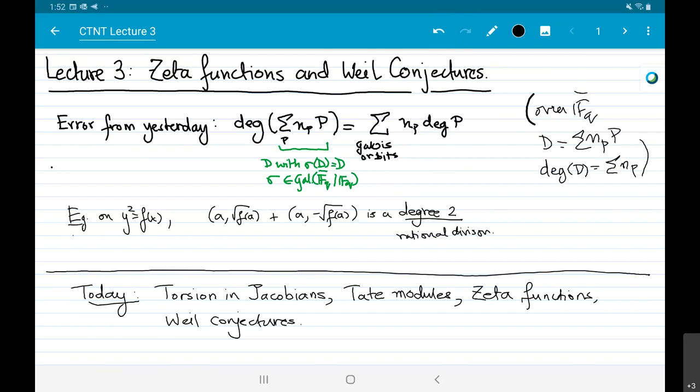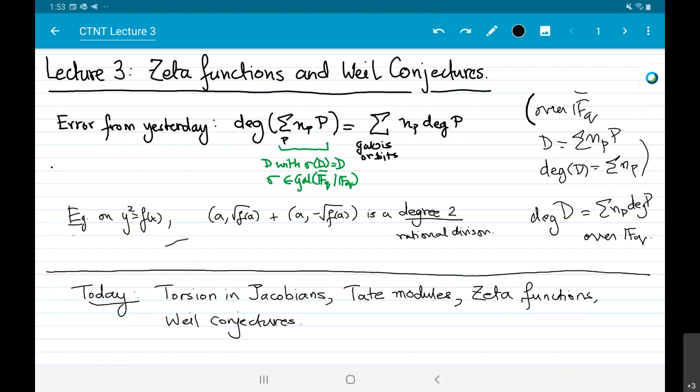However, if you try to directly say that, over a fixed field F_q, degree D equals the sum of n_P times degree P over F_q, you start running into weird problems. So this becomes a divisor of degree four, not fun.